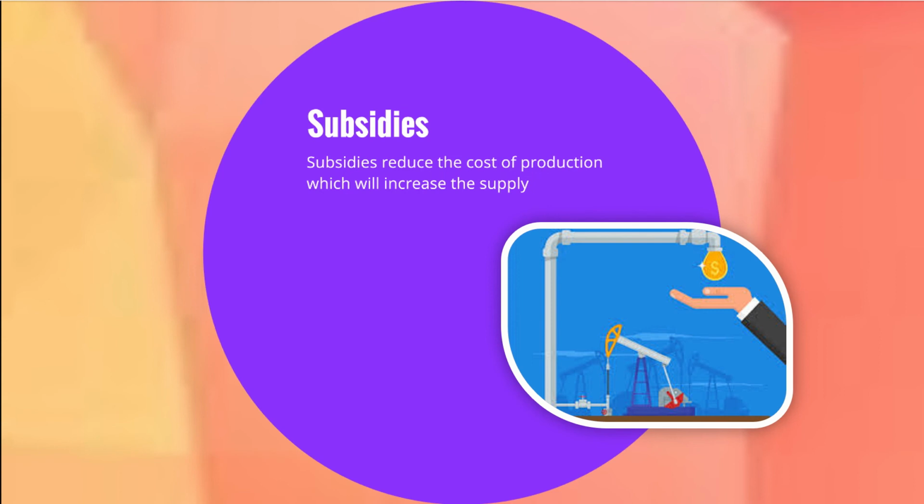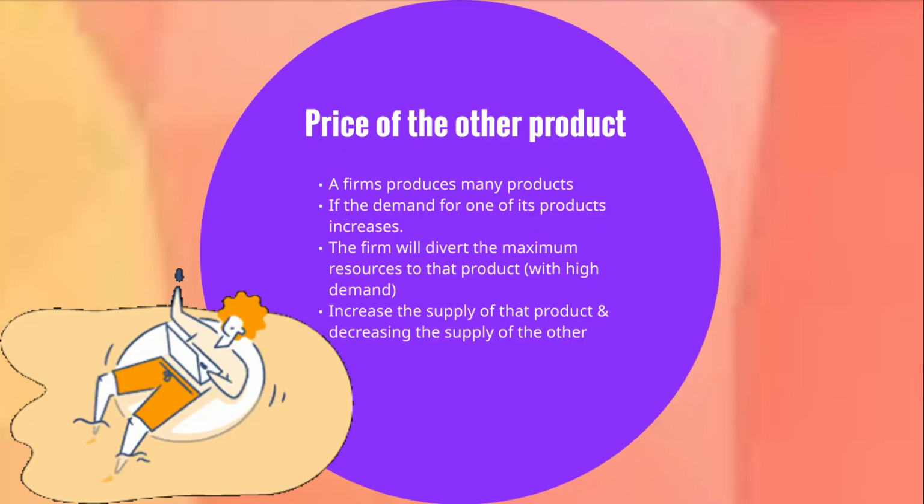Subsidies reduce the cost of production, which will increase the supply. Subsidies are basically money given by the government to a firm. The firm receives the money, so it makes the cost of production cheaper because they have less of their own money in the process.